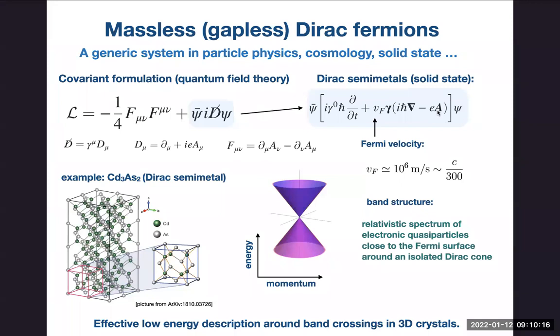Here I put the zeroth component to zero for simplicity. The only difference with this formulation will be that here we have again the thermal velocity, which will break Lorentz invariance of the system. So you have a relativistic spectrum of electronic quasi-particles close to the Fermi surface, and in this crystal you will basically have relativistic physics.